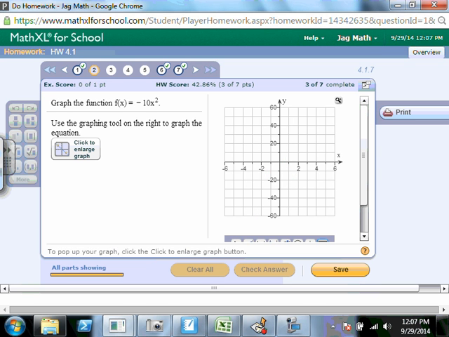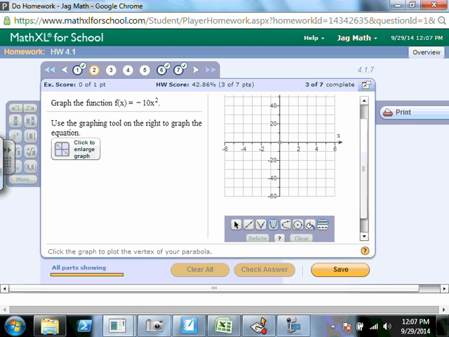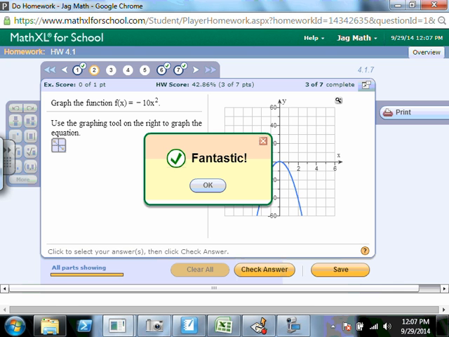All right. Well, this one, what's the vertex going to be? 0, 0. So the vertex is going to be 0, 0, and then what? 1, negative 10. And let's check it like a boss. We got it. So far, so good?